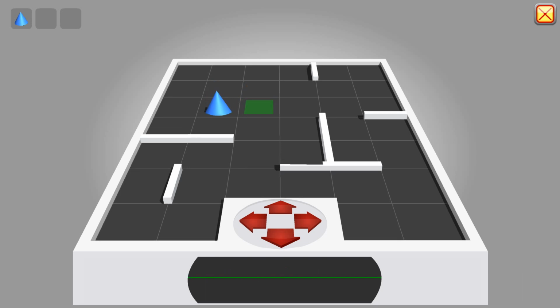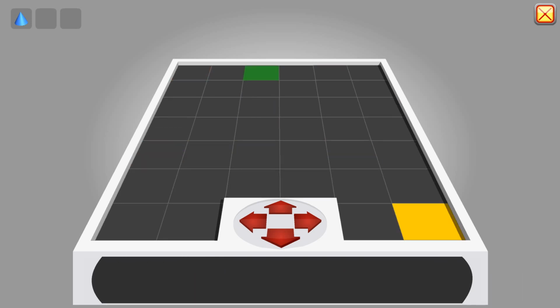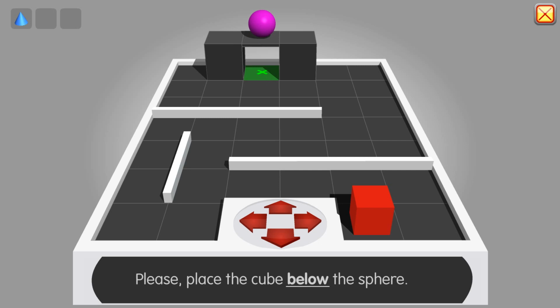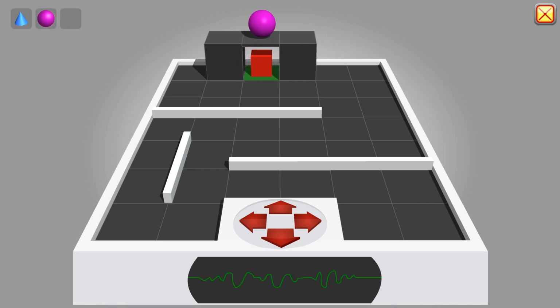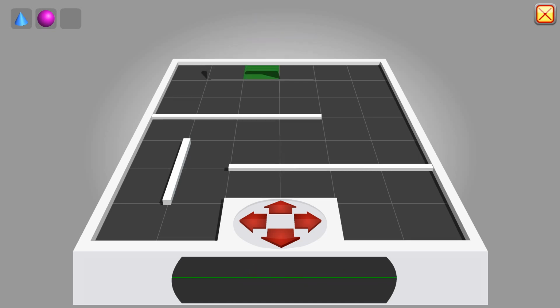Board reloading. Please place the cube below the sphere. Yes, you placed the cube below the sphere. Thank you. Board reloading.